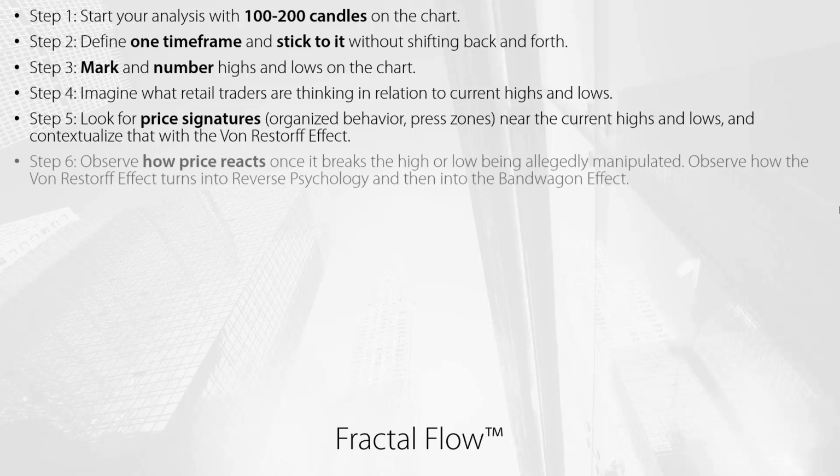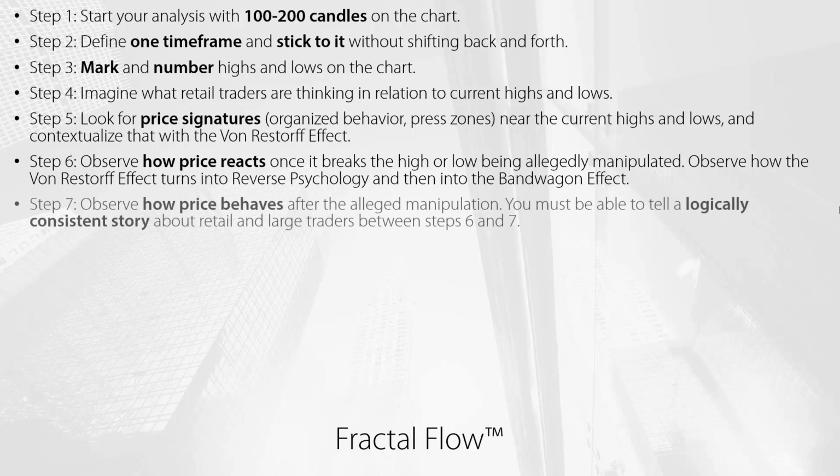Step number 6 is to observe how price behaves once it breaks the high or low that you identified as a possible axis for the manipulation. In this step you should be looking for candle nuances like the way candle tails behave in relationship to the high or low that was broken. Here is where you must be able to identify the end of the von Restorff effect and the beginning of the reverse psychology and bandwagon effects taking place.